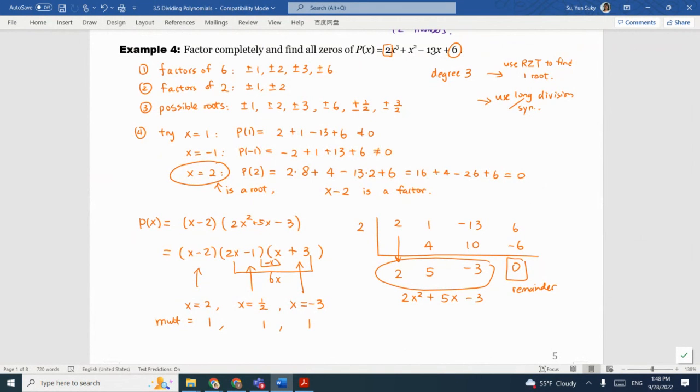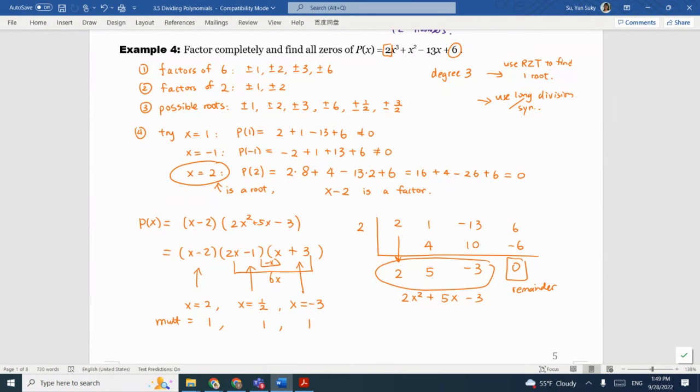Okay. So if we have a degree 3 polynomial, use the rational zero theorem to find one root, and then use long division to find the remaining quadratic factor. Once you get that, you can either factor it or use the quadratic formula to find all roots. Okay? That is for degree 3.